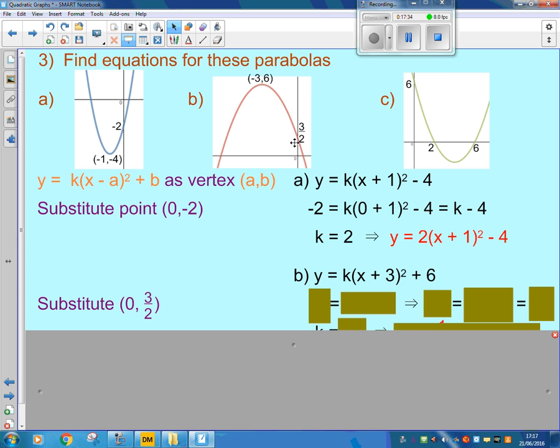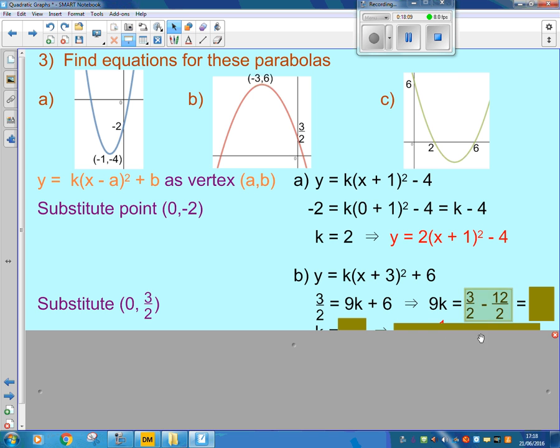Now let's substitute in the other point we know, which is 0, 3 over 2. So you replace the y by 3 over 2, replace the x by 0, and so you get 0 plus 3 is 3, square it is 9, so you get 9k plus 6. So 3 over 2 equals 3 squared, 9, lots of k plus 6. So we need to now find k, move the 6 to the other side. So you get 9k is going to be 3 over 2 minus 6.